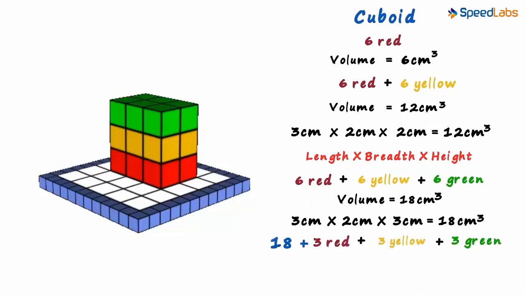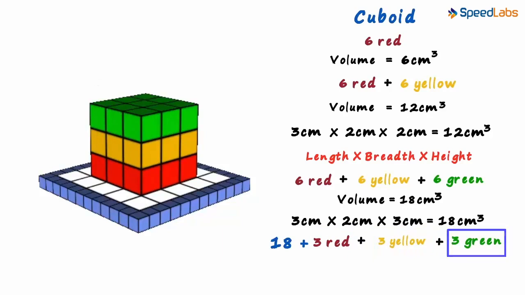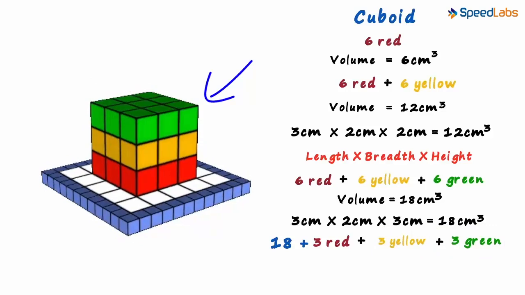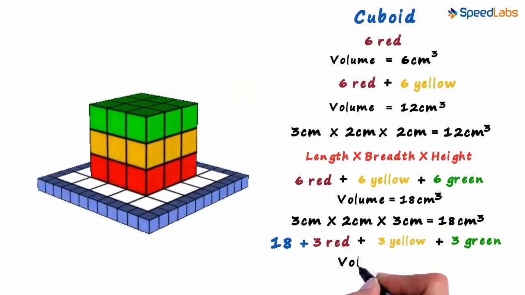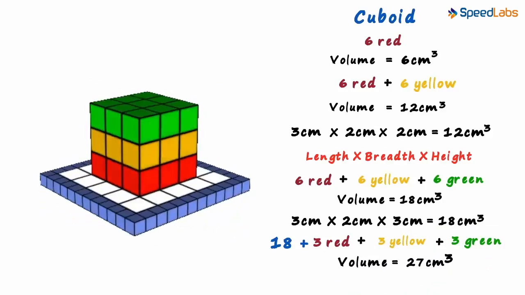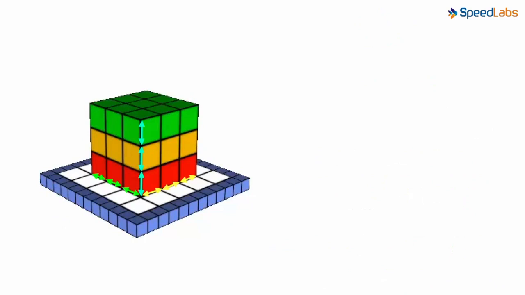Here's one last example. Let's try adding 9 cubes at the side, 3 red ones, 3 yellow ones and 3 green ones. And guess what? We get a cube. In this cube, there are 27 little standard cubes. So the volume of this cube is 27 cubic centimeters. And 3 multiplied by 3, which is the area of the base, multiplied by 3, which is the height, also gives us 27 cubic centimeters.